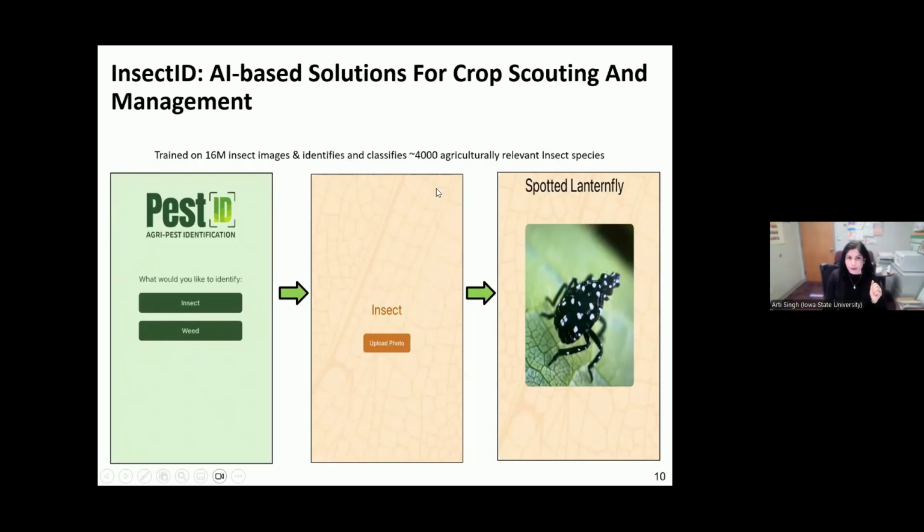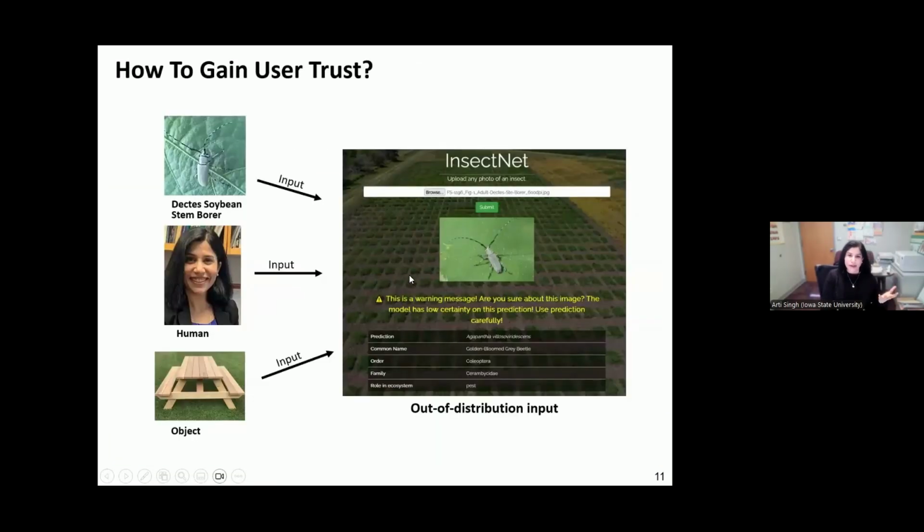So if you open our PestID app, then you will have two tabs. And if you want to identify an insect, you just take a picture of an insect in real time, or you can use an already taken picture of an insect which is on your phone, and it will give you a prediction in real time.